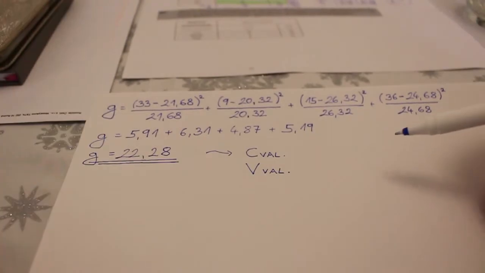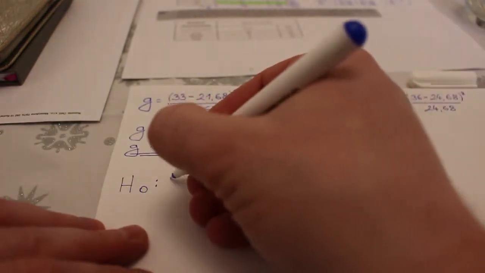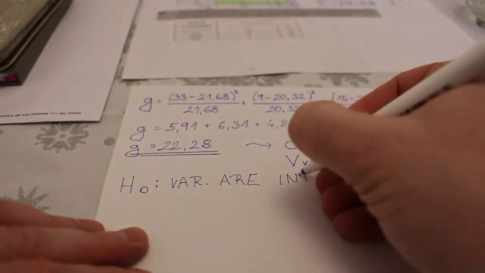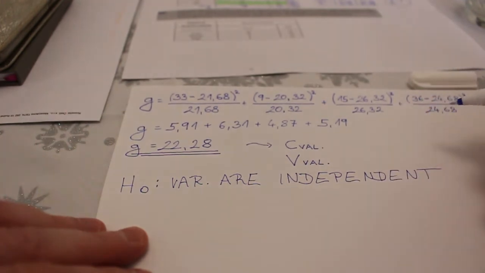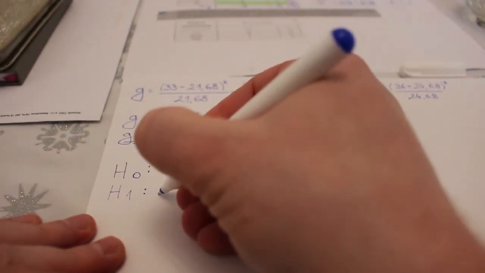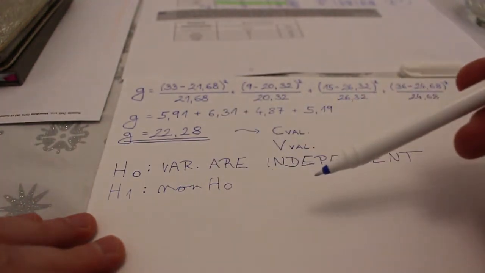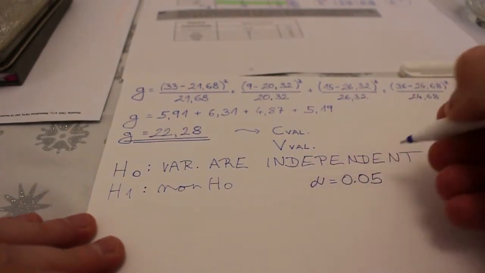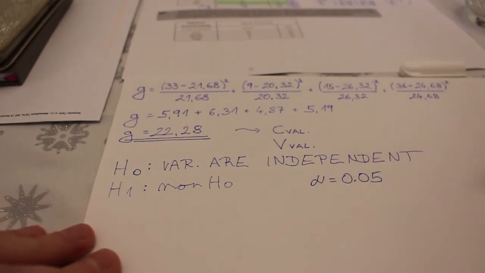Run the hypothesis test. H0. What is written in your formulas? H0: variables are independent. Yes, variables are independent. This is the zero hypothesis. Alternative H1, non-H0. There is a dependence, yes? So we will use alpha equal to 0.05, 5% significance level, and we will test this hypothesis.